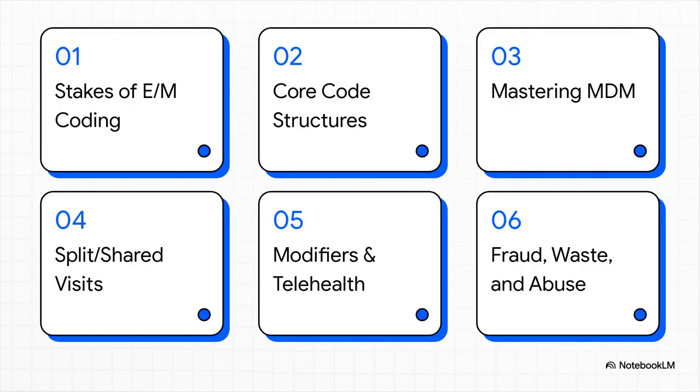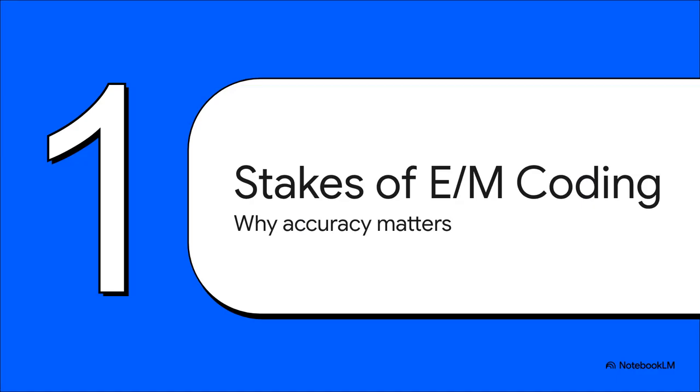All right, here's our roadmap for today. First, the stakes of E&M coding. Second, core code structures defined. Third, mastering medical decision-making. Fourth, navigating split/shared visits. Fifth, modifiers and telehealth roles. And finally, number 6, fraud, waste, and abuse. So let's jump right into Section 1, the stakes of E&M coding.